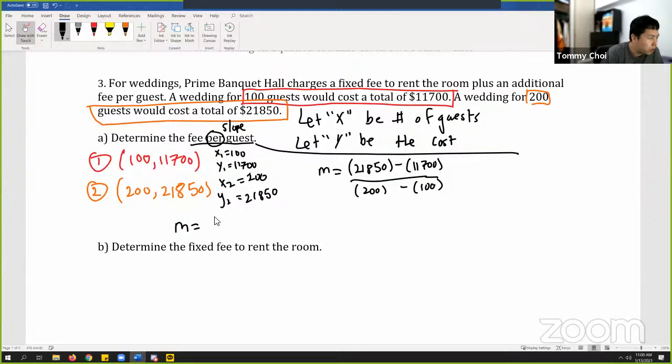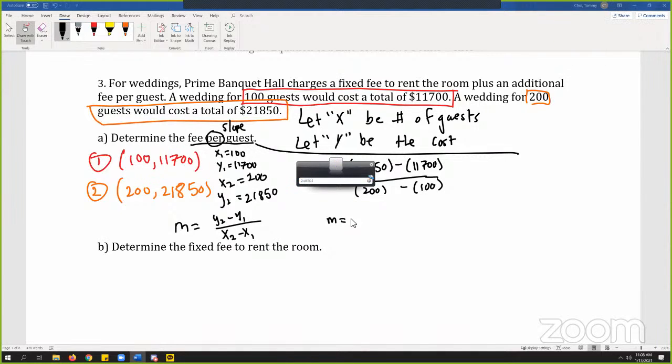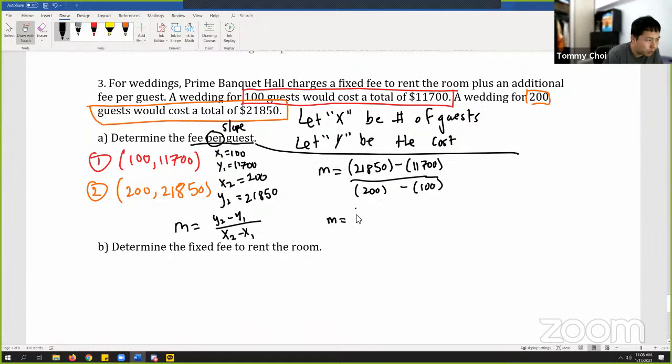If you don't remember the slope formula, we've been using it, but in case you don't remember, there's the slope formula. Solving this will give us 10,150 over 100. Dividing this fraction out will give us 101.5.